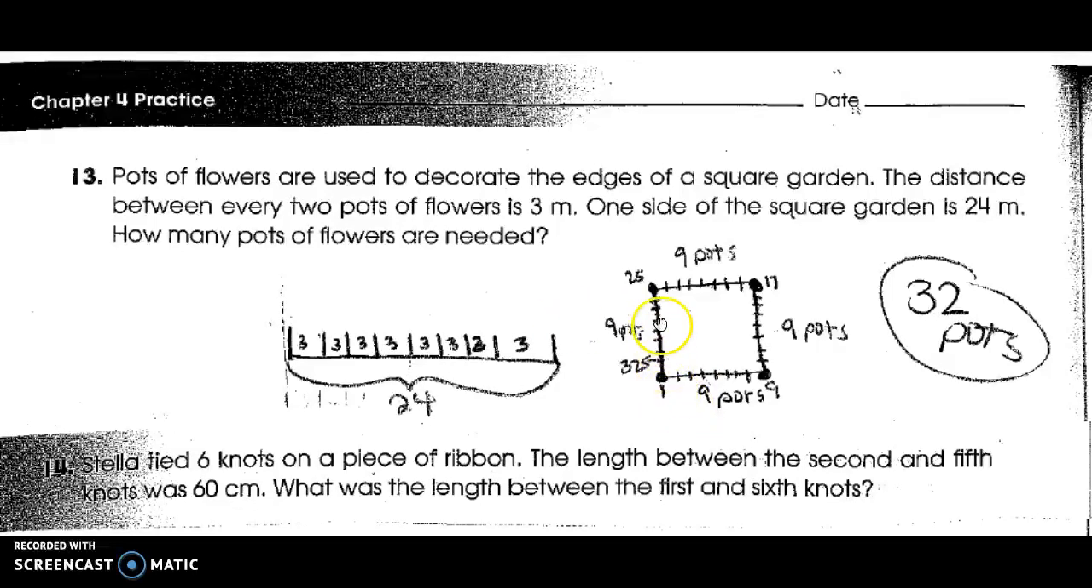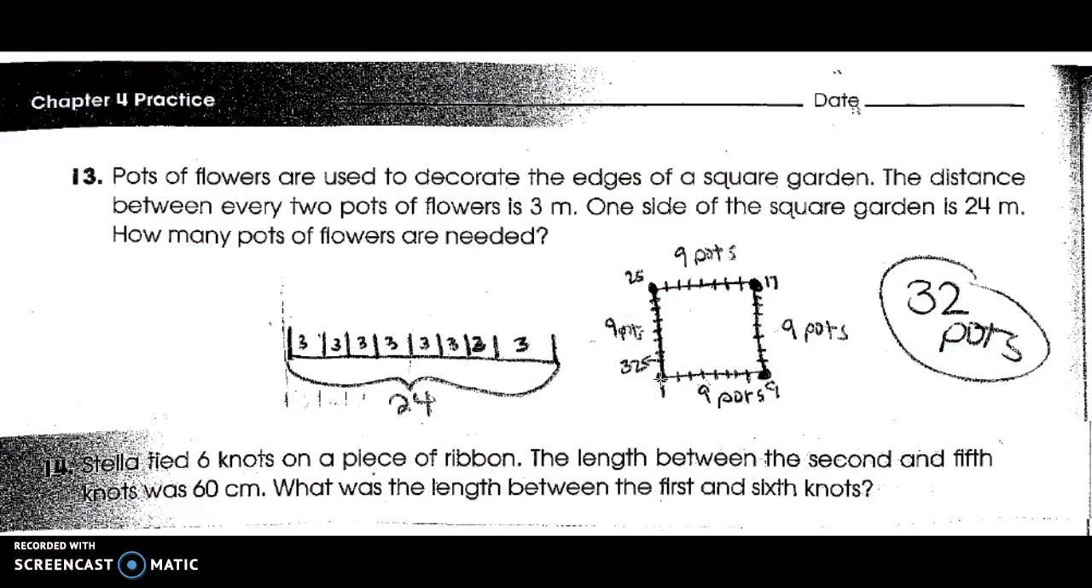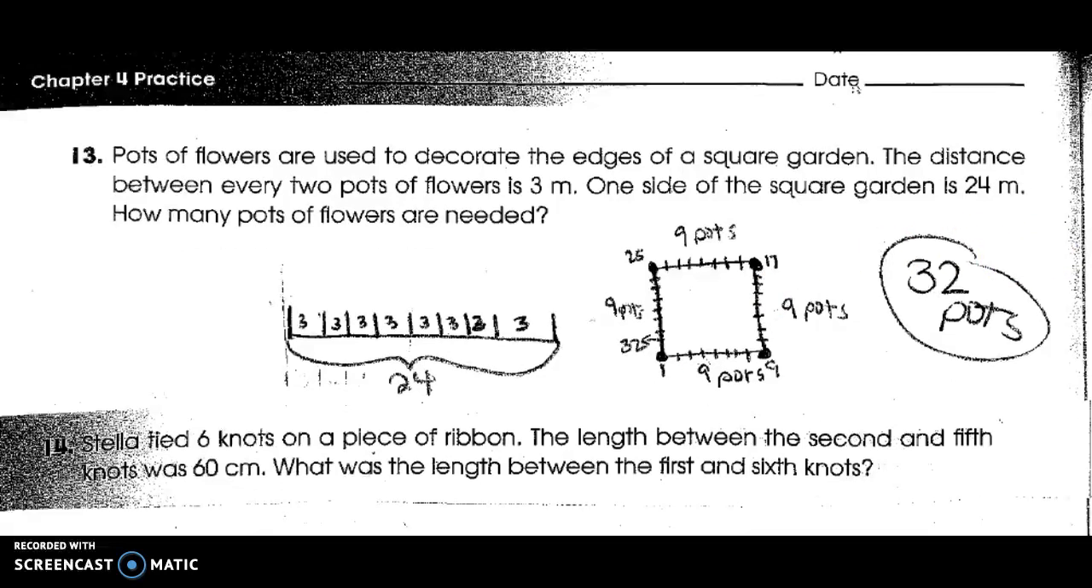So if I count all 4 sides of the square, there's 9 pots on each side. But you have to be careful because you don't count the corner squares twice. So starting at number 1, you would count 9 across, then up to 17, then over to 25, and then down, and there's 32 pots. Press pause until you're ready for number 14.